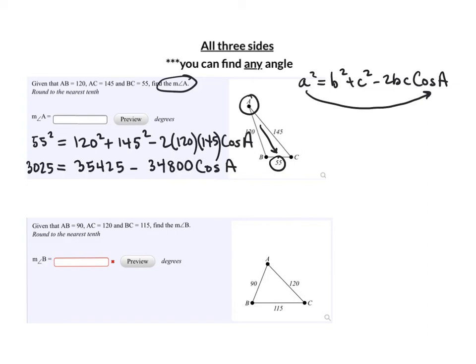55 squared is 3,025. 120 squared plus 145 squared is 35,425. 2 times 120 times 145 is 34,800. Now we need to get the cosine of A by itself. So the goal at this point is to get this by itself. That way I can take the inverse cosine and find my answer.